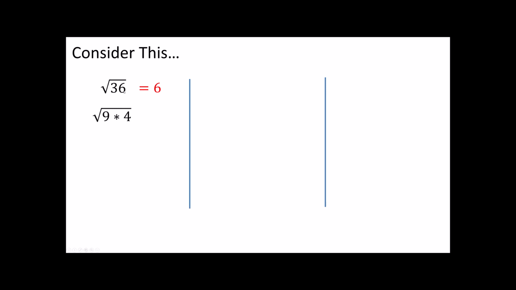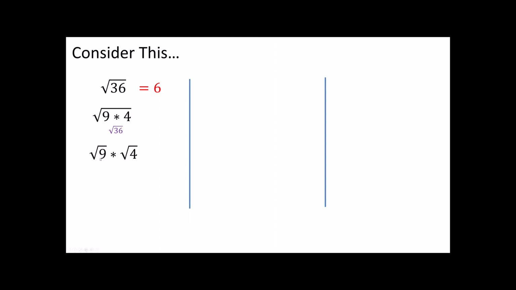36 can be broken down into the factors 9 and 4. 9 times 4 equals 36. But notice that like 36 is a perfect square, 9 is also a perfect square, and 4 is also a perfect square. Using order of operations, if I wanted to simplify this, I would have to do the multiplication first, which would turn this back into radical 36, which we already know is 6.